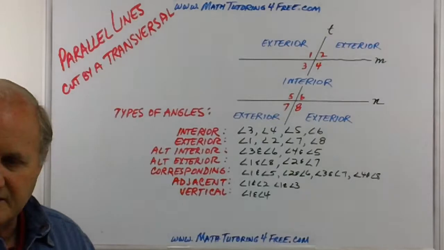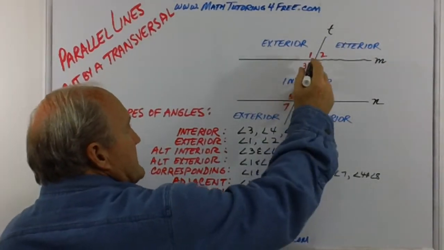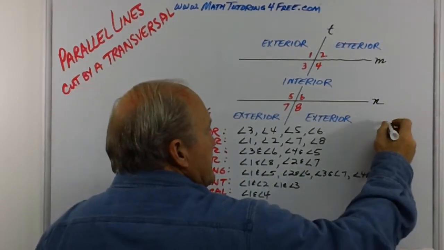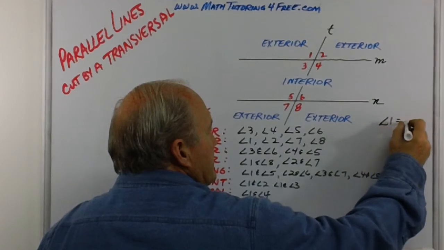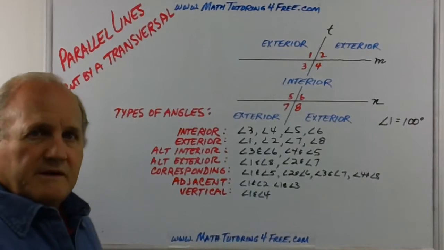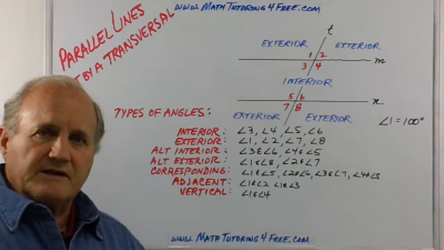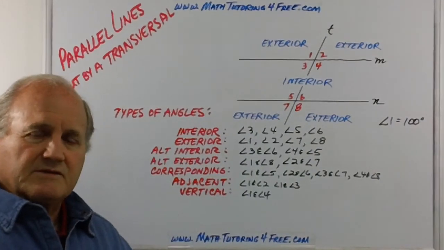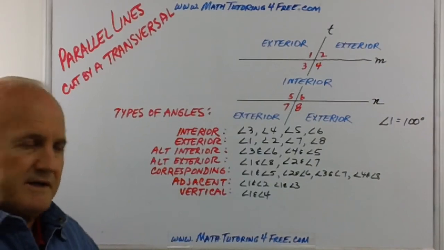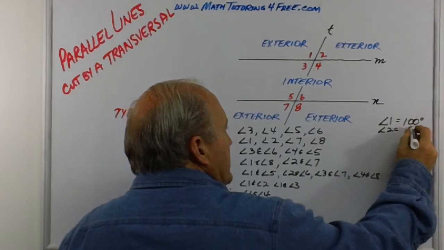Let's take an example. Let's start with 1. It looks like it's a little greater than 90 degrees. So I'm going to say angle 1 is equal to 100 degrees. Now if angle 1 is equal to 100, what would angle 2 be? Well, they're adjacent, aren't they? And they form a straight line, so they're supplementary. Supplementary means they add up to 180 degrees. So angle 2 is going to be 80 degrees.